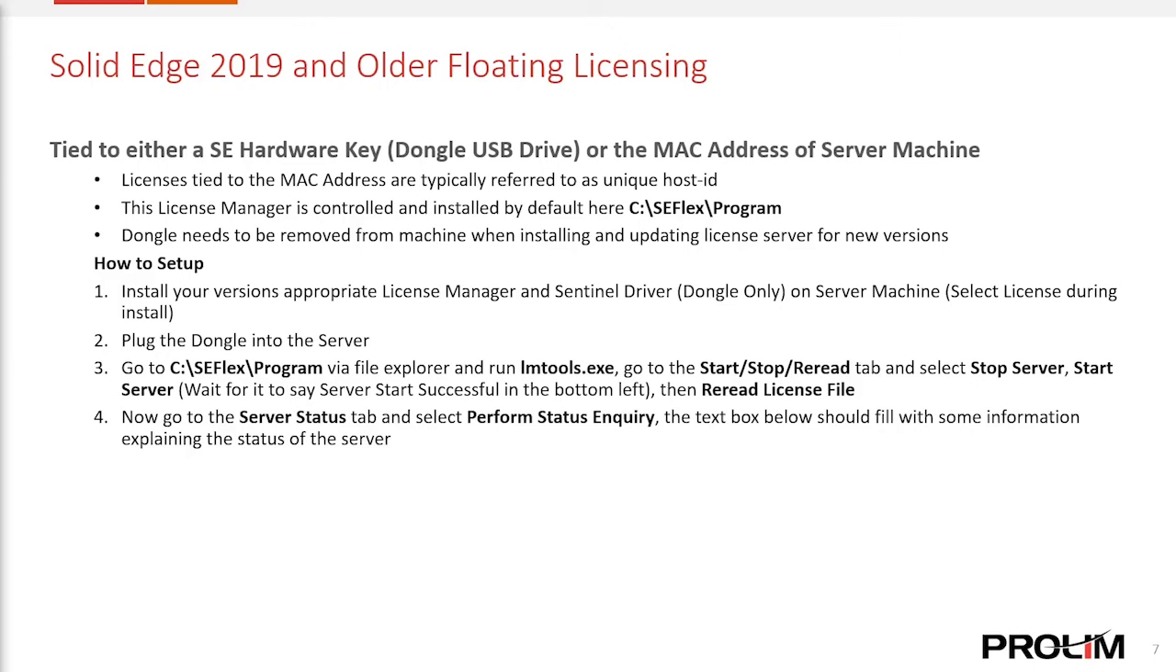Once the license manager is installed, verify that if you do have a dongle, you also install the Sentinel driver, which should be in the same folder as the license manager. There should be a folder called Sentinel driver in there, and you just run the executable in that folder. Once that's all done, plug the dongle into the server, go to that installation directory, that C drive SE Flux program file folder, and run LM Tools. Now, I'm going to go ahead and open up LM Tools to show you what this looks like.